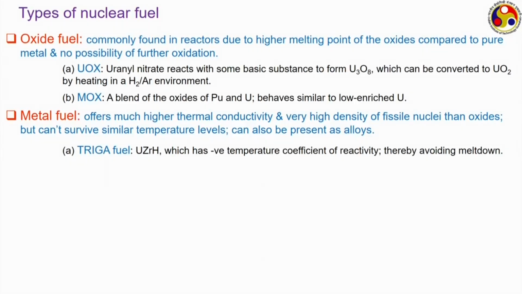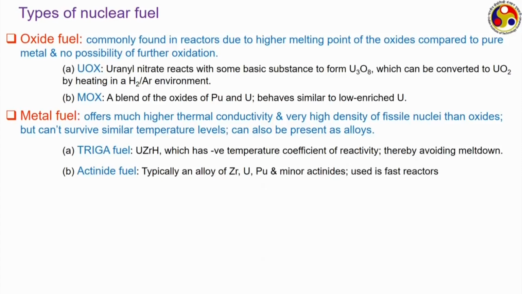One can be the TRIGA fuel. TRIGA is a very popular type of nuclear reactor which has been used by several countries, and it is actually an alloy comprised of uranium, zirconium and hydrogen, and it has a negative temperature coefficient of reactivity, which is very interesting. Negative temperature coefficient of reactivity means as the temperature increases, reactivity starts to decrease, and therefore there is no chance of reactor meltdown. That is, when the reactor temperature keeps on increasing, the reactivity keeps on decreasing, and in a self sustained way the reactor is able to control its own temperature.